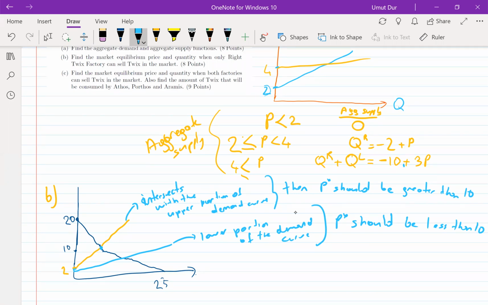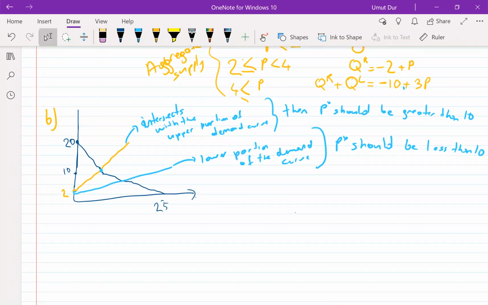So we will look at the intersection of the supply curve with the first portion, and we will check the price. If the price is greater than 10, then it is verified. Then we will check the intersection of the supply curve with the lower portion of the demand curve, and we will check whether the price is greater than 10, so sorry, less than 10. If the price is less than 10, then it's also verified.